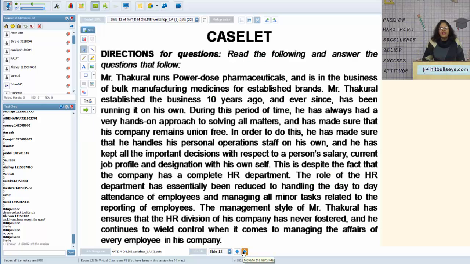Okay. So here we have a caselet followed by multiple questions. Read it clearly, read it thoroughly, just see what you can make of it. It is about Mr. Thakural, and he has this Pardos Pharmaceuticals. So he's the owner, the CEO, and the business has been running for 10 years now. So quite a bit of time, and a very hands-on approach. They tell us that it's a very hands-on approach to solving matters, and he handles his personal operations staff on his own, and all important decisions are also taken by him regarding a person's salary, current job profile and designation.